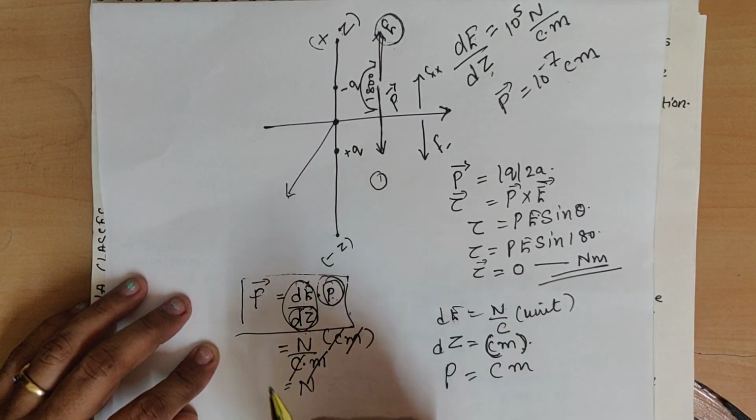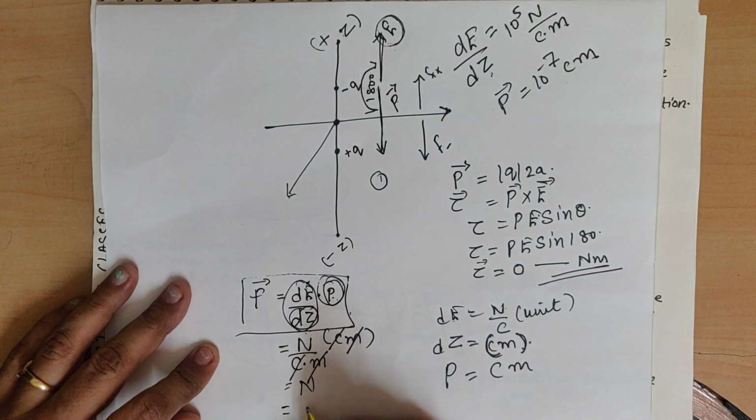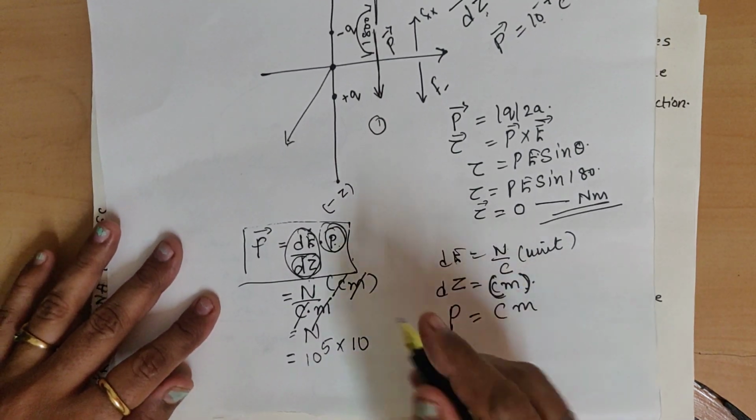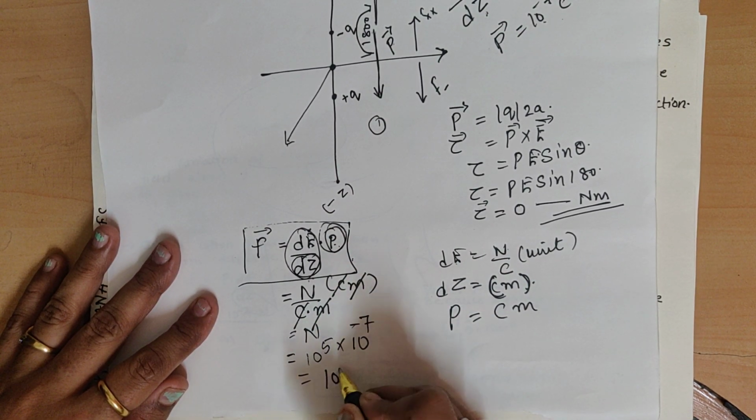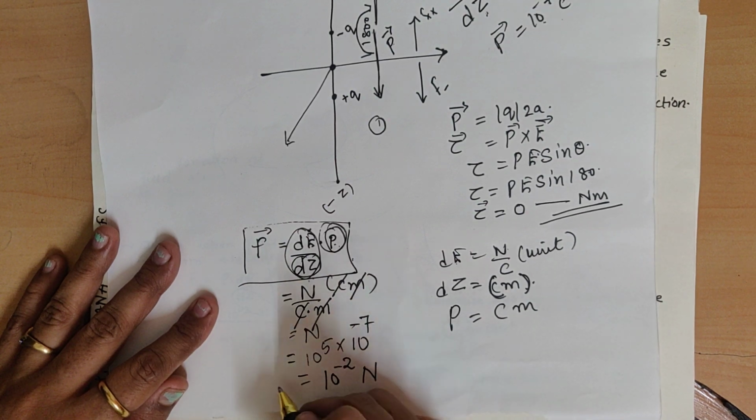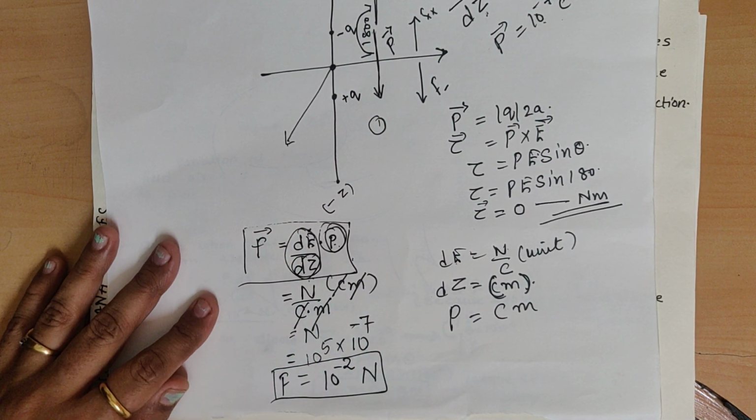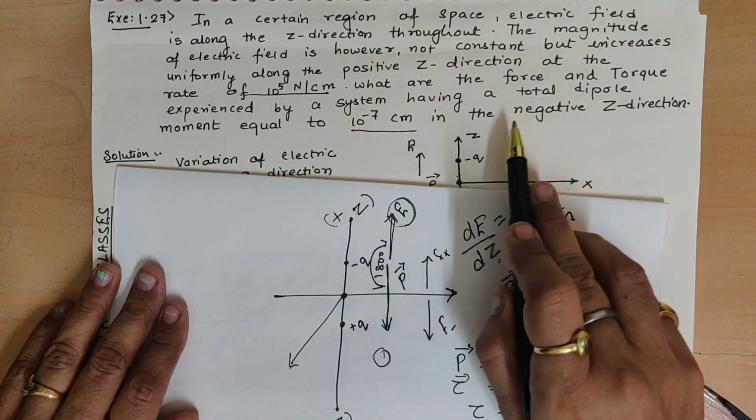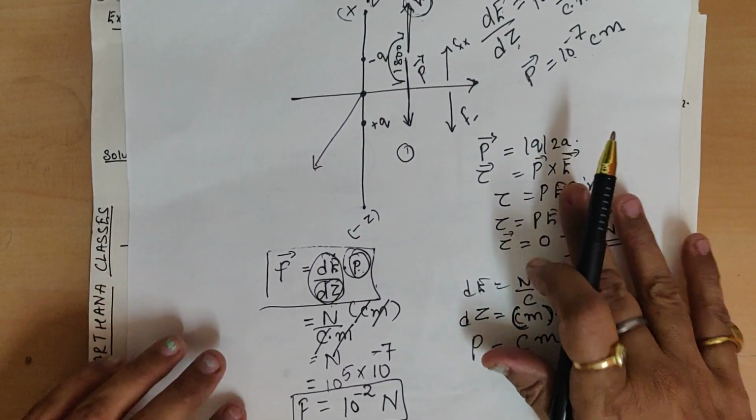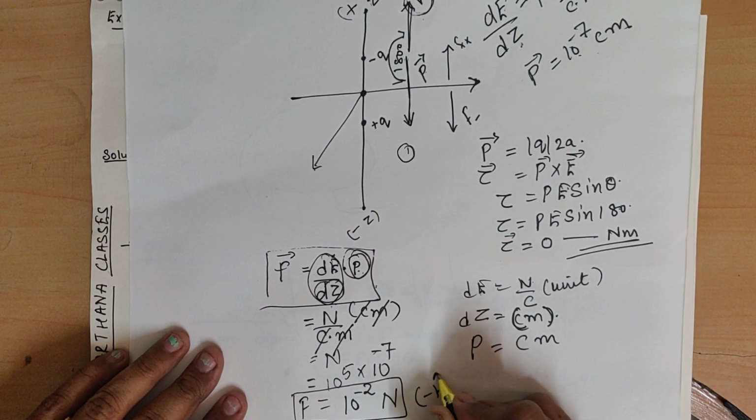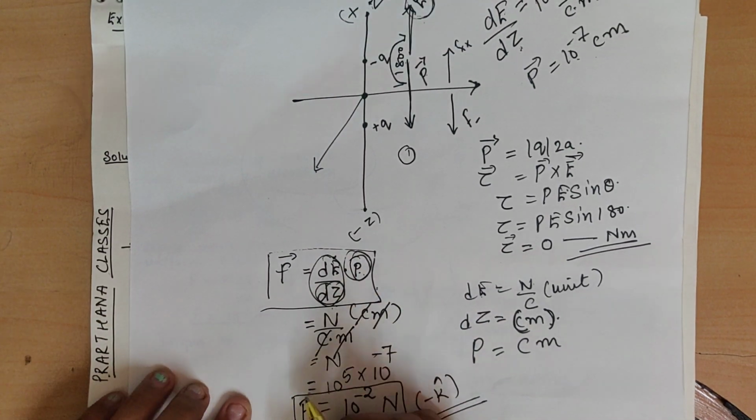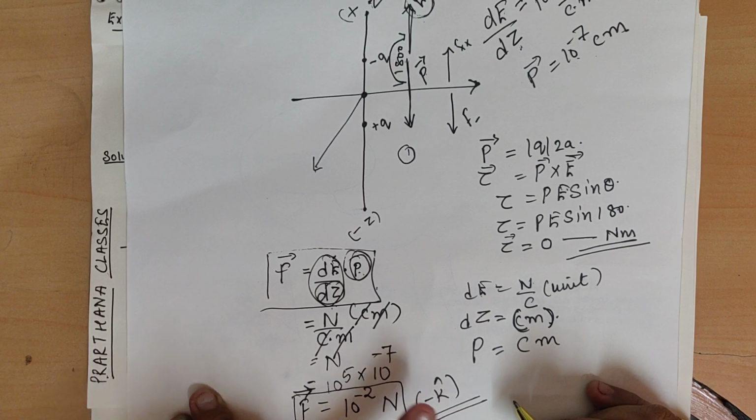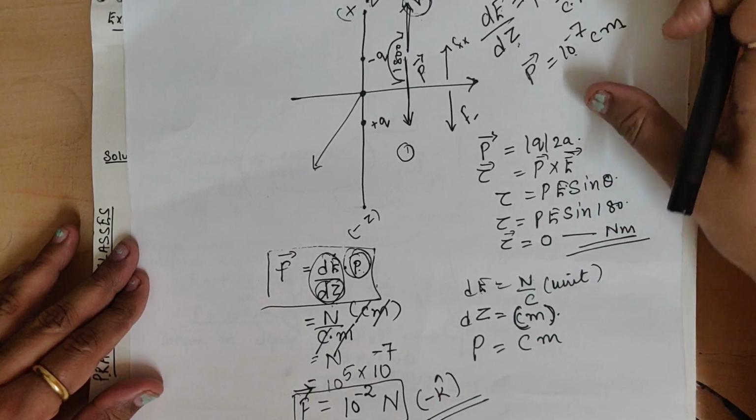Everything is given to us. What is dE upon dZ? It is 10 raised to 5. What is the dipole moment given to us? 10 raised to minus 7. So what is the value of the force? 10 raised to minus 2 Newton. So this is the magnitude of the force, and it is already given that the force acting would be in which direction? Negative z direction. So we need to write minus k. Magnitude wise, F is equal to 10 raised to minus 2, minus k. See, we will visualize the situation.